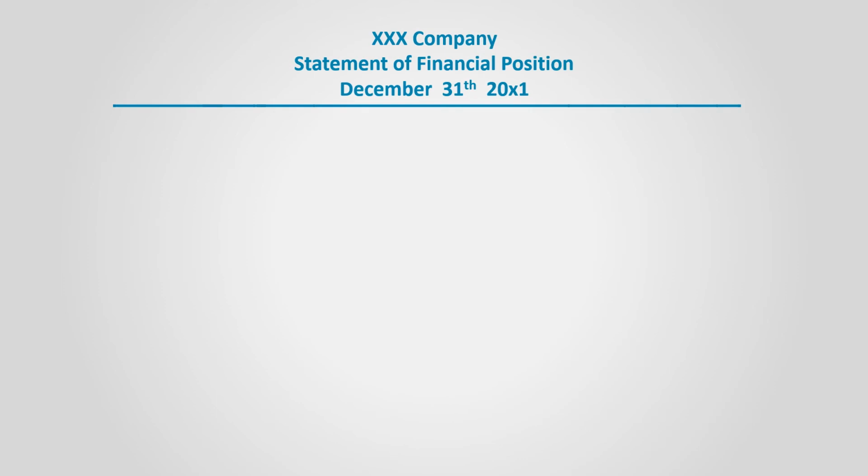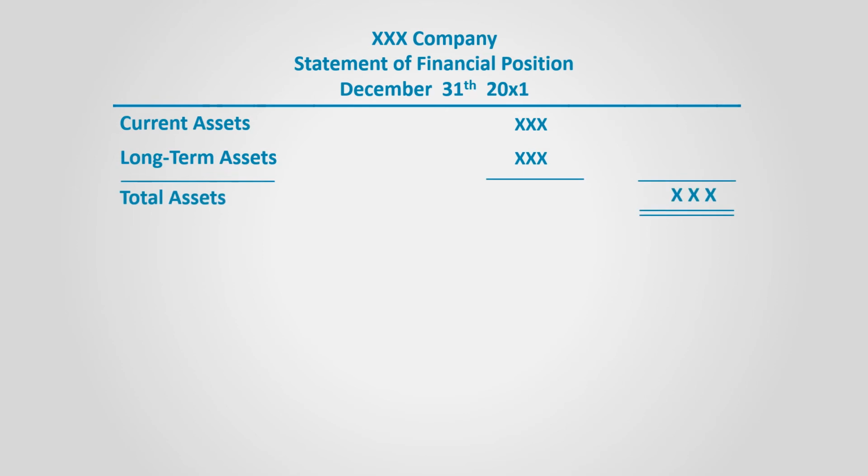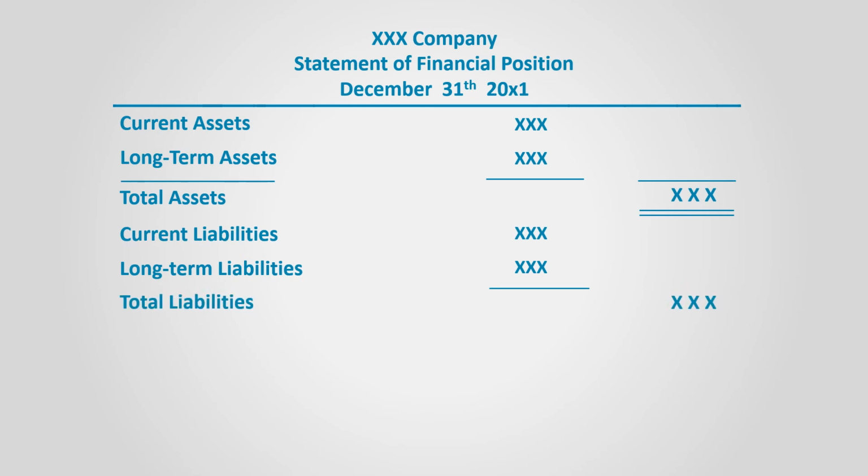Another format of presenting the statement of financial position is the report or the vertical form. On this form, assets with its two categories, current and long-term, are presented first, followed by liabilities, also with its two categories, current and long-term, then followed by the shareholders' equity.